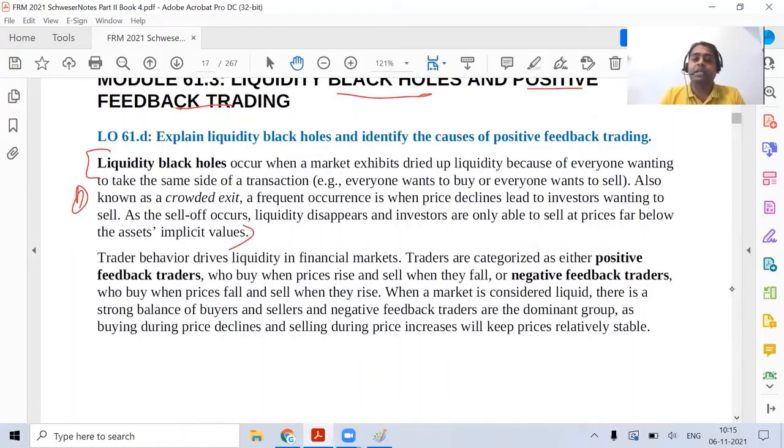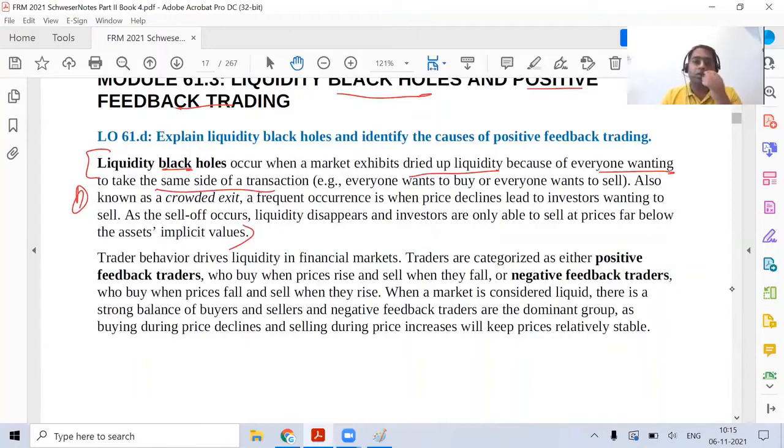Okay, it basically means that's a situation where you want to sell, but everybody else also wants to sell. It creates a situation where everybody is on the same side of the market. Everybody wants to sell. That means there is no buyer available. That is where your liquidity black hole comes into the picture. Okay, dried up liquidity because everybody wants to be on the same side. Either everybody wants to buy or everybody wants to sell.